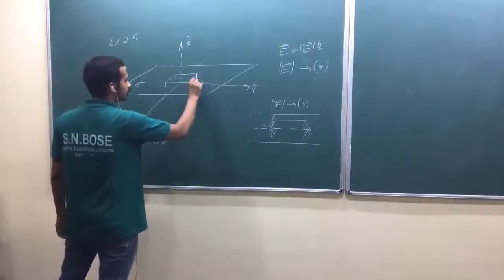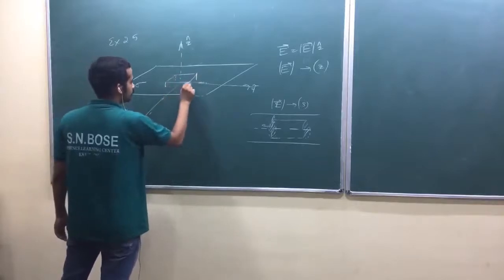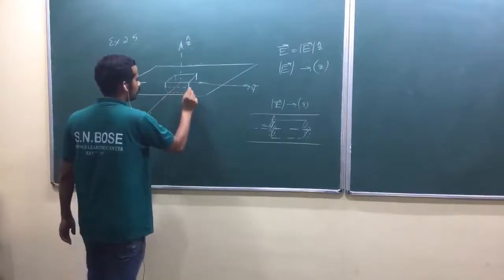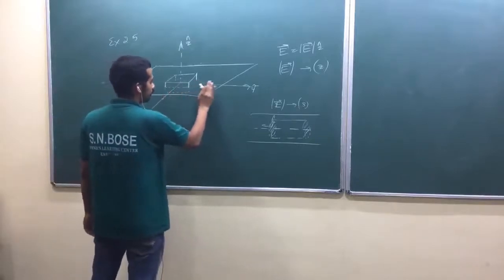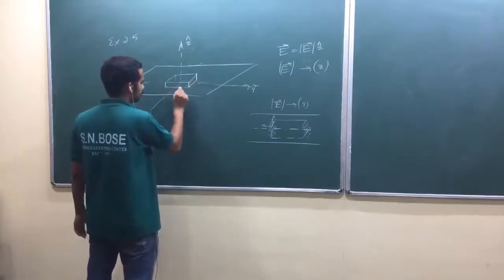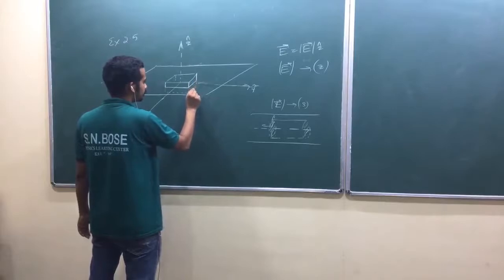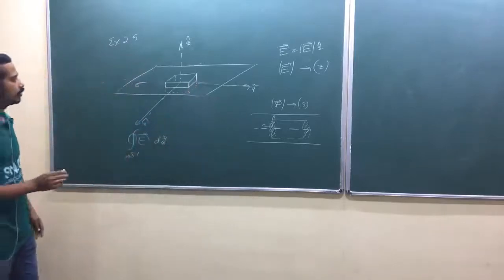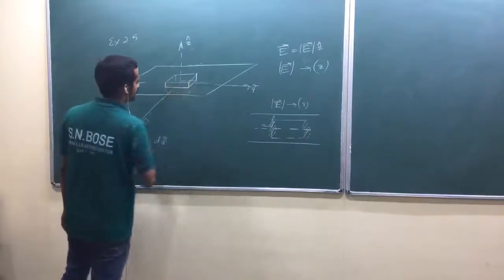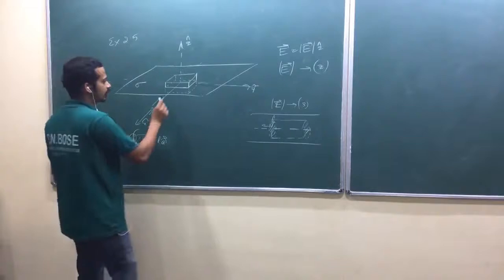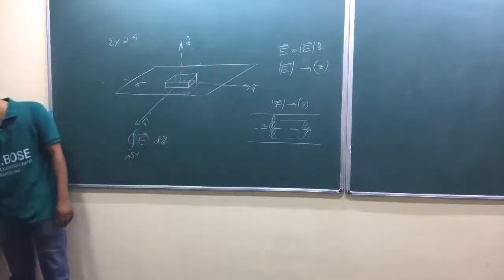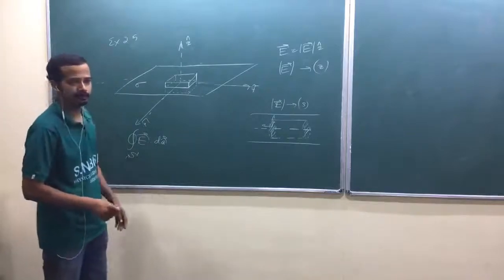We can run our Gaussian surface like this. We call this one a pillbox. Okay. So maybe in the olden days, they used this kind of box to store the pills. Now look at here, this Gaussian surface runs just above and below the plane. Is that okay? It runs above and below the plane, symmetrically again.